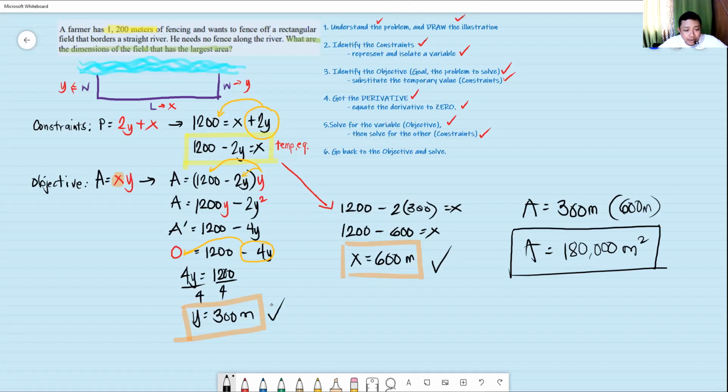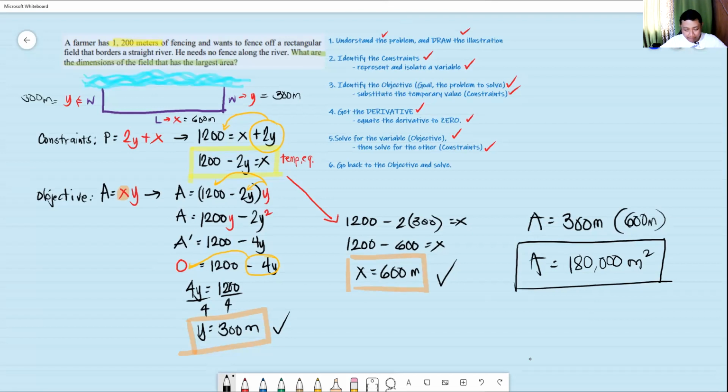But actually, the main beta here are these two. Okay? So your width here, your y, this is 300 meters. And your x, your length is 600 meters. And that's the process. Got it? Show me a reaction if you understood the process. Very good. O, see, ang dali lang tintindihin.